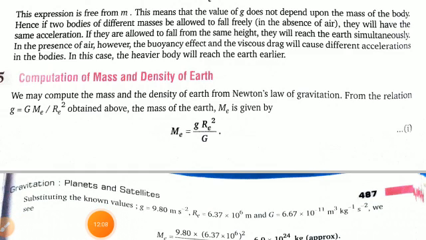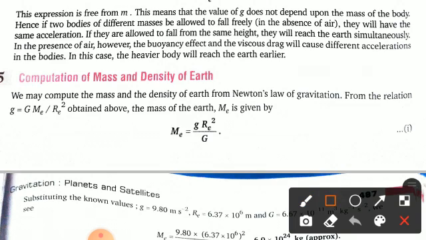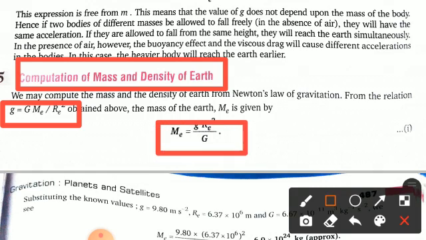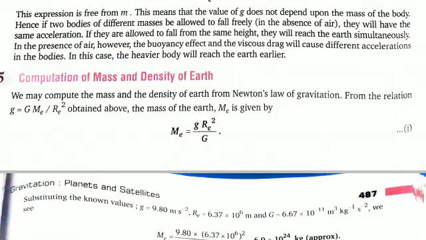Now we will move to computation of mass and density of earth. How can you compute the mass and density of earth? This we have to study here. We may compute the mass and density of earth from Newton's law of gravitation. From this relation, as you all know, we have already proved here, g is equal to G M_e by R_e square. So the mass of the earth M_e is given by M_e is equal to g R_e square by capital G.